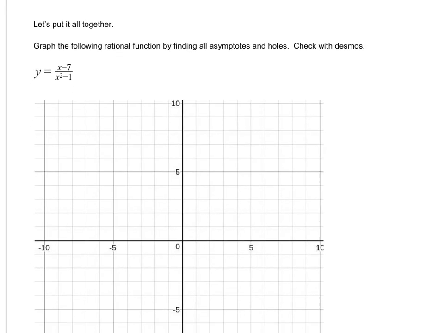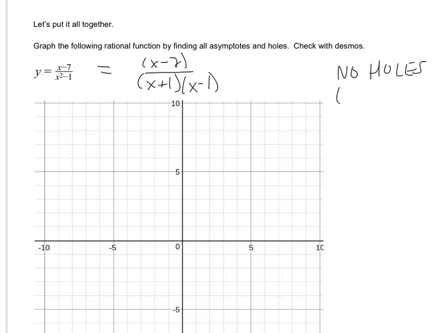Okay, let's look at one where we put it all together. So we have y equals (x minus 7) over (x squared plus 1). Wait, I can factor the bottom, so I know this is x minus 7 over (x plus 1)(x minus 1). So I know this has no holes. The reason I know it has no holes is nothing cancels out. So let's write that so you have that for your notes.